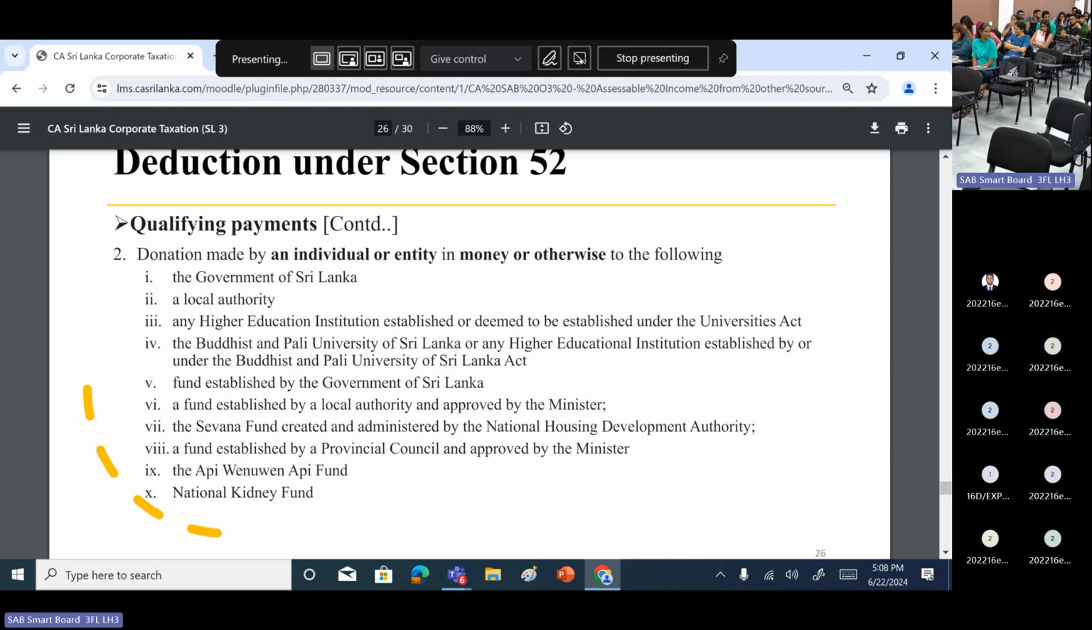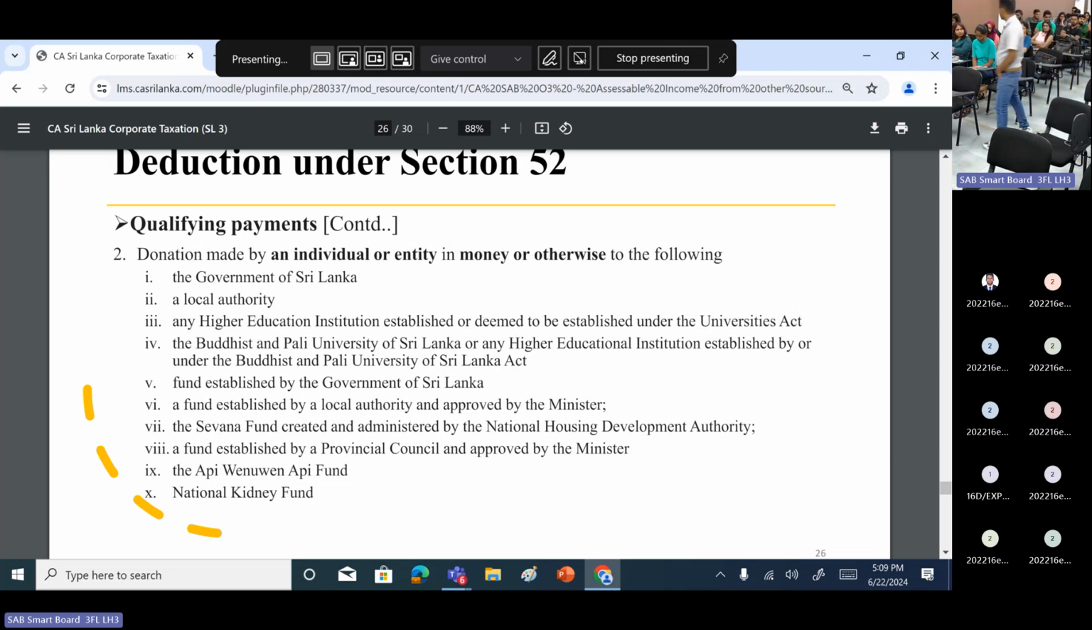The company is doing a bit. When we work out the income from this, we cannot deduct. What is the section? Section 11. Yeah, that is correct. When we work out the business income, we cannot deduct. So any donation we cannot deduct.